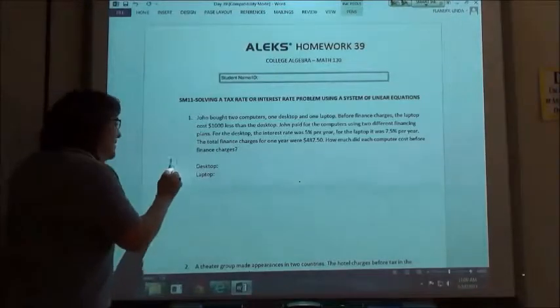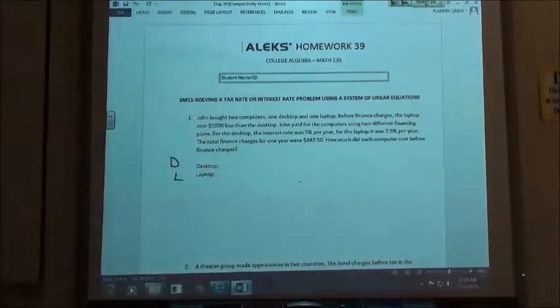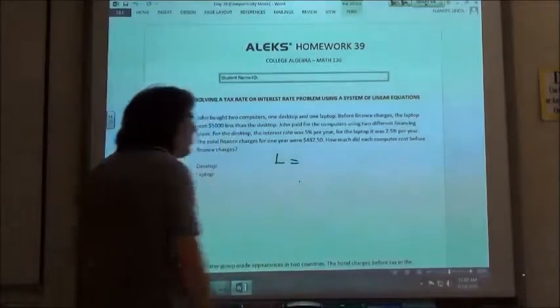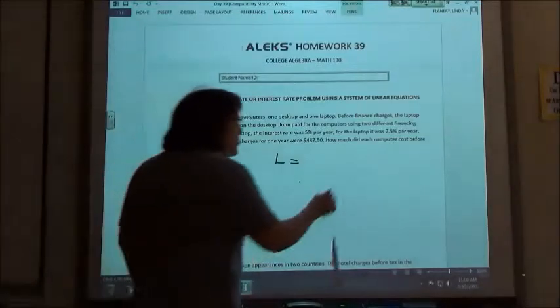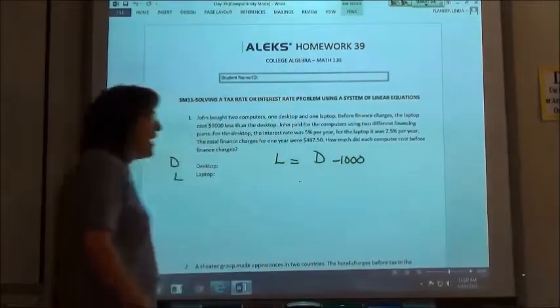So I'm going to use D for my desktop and L for my laptop. And taking that first part, it says before finance charges, the laptop, L, that's the one that's mentioned first, is $1,000 less than the desktop. 1,000 less means we're subtracting 1,000 from the price of the desktop.